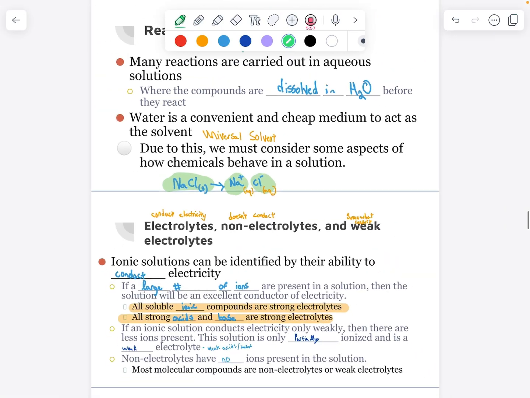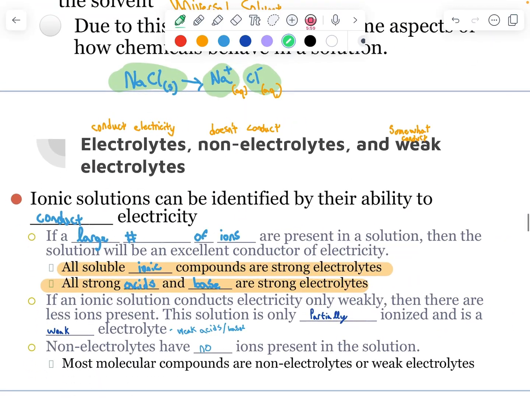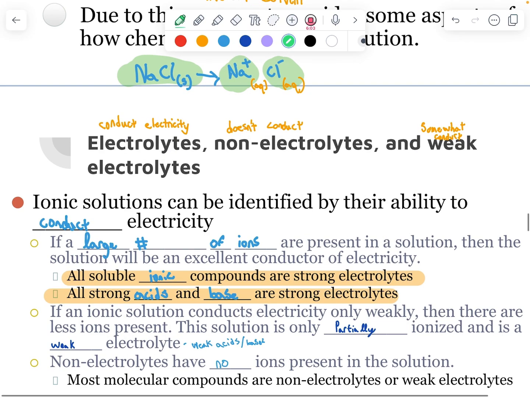So let's look at electrolytes, non-electrolytes, and weak electrolytes. Ionic solutions can be identified by their ability to conduct electricity because they break into ions which carry negative and positive charges. So if there's a large amount of ions in a solution, then the solution will be an excellent conductor of electricity. I kind of think about Gatorade here.